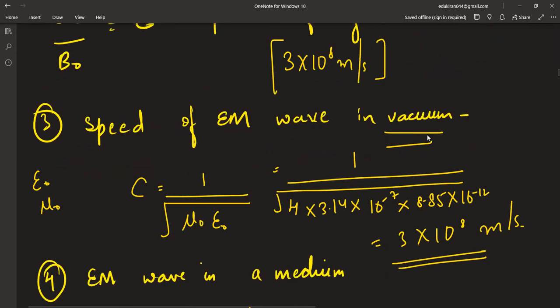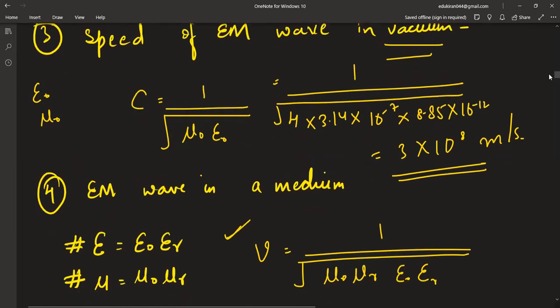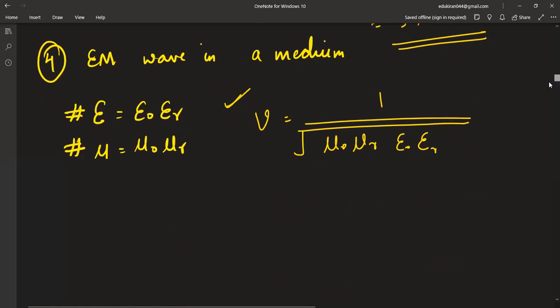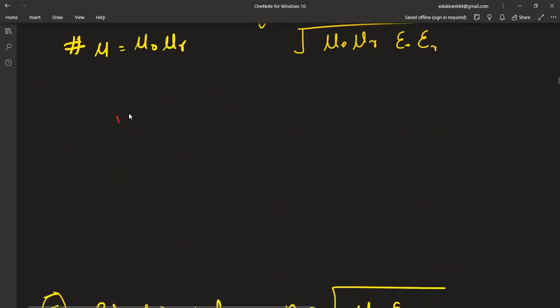Fine. So see, how will you relate both of these? One is the third point, and this is the fourth one. There's a relation between them, which you can easily extract. I'm writing it. Wait. V is equal to 1 by under root mu epsilon. So this is mu naught mu r, and this is epsilon naught epsilon r.